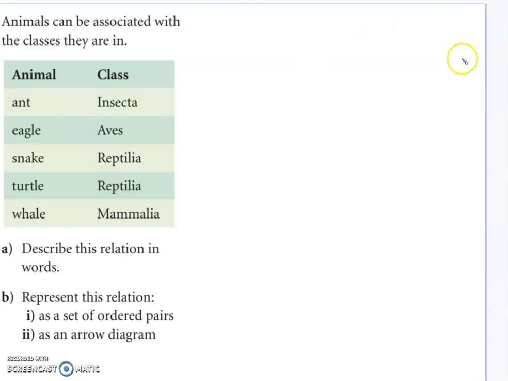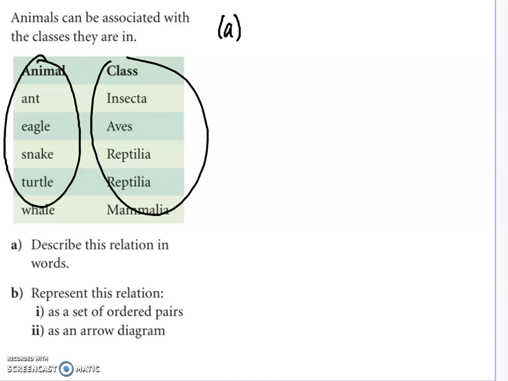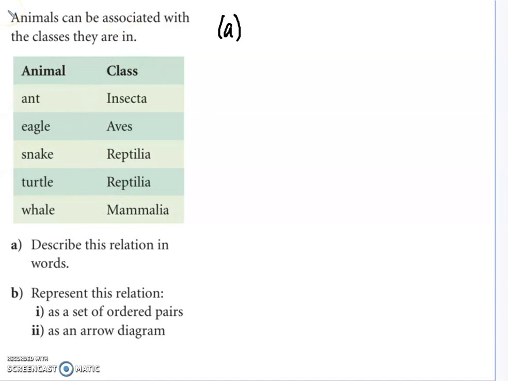So today we're going to be looking at representing relations. In this problem here, we're looking at a relation that's currently set up as a table of values. And the first one says, can we describe this in terms of words? So that means a sentence that's going to describe the first set with the second set. Usually this is actually indicated in the problem.